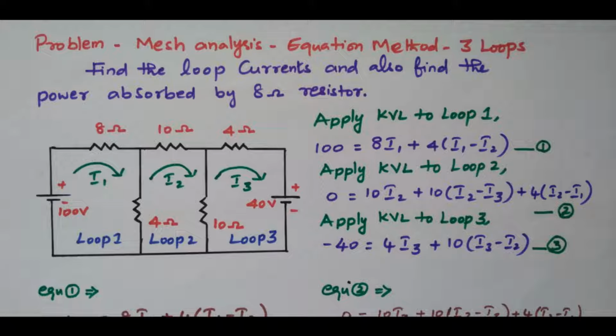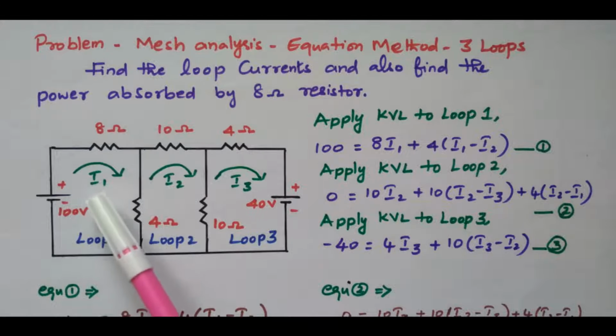In this we have two voltage sources available, 100 volts and 40 volts. This is the first loop. The current is flowing in a clockwise direction. This is loop 2, current I2 flowing in clockwise direction. This is loop 3. The current I3 is flowing in clockwise direction. The current direction is taken the same for all three loops: loop 1, loop 2, loop 3. The currents are I1, I2 and I3.